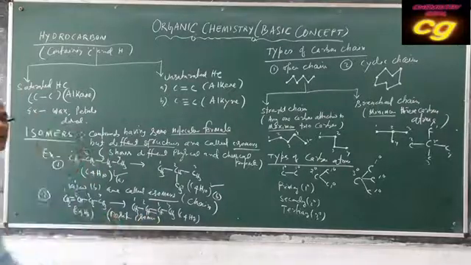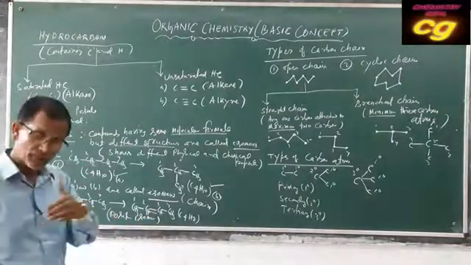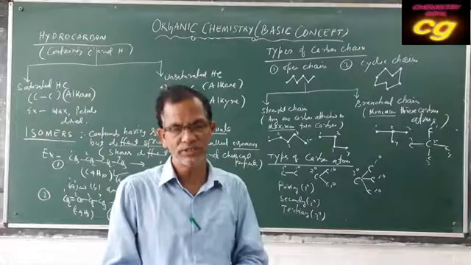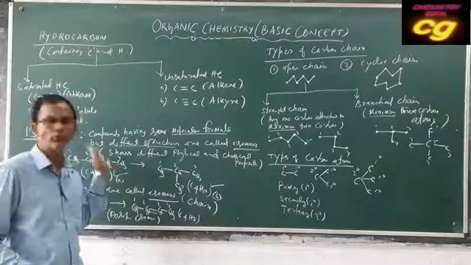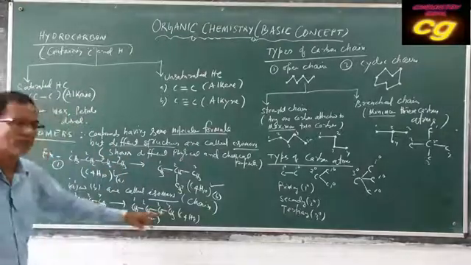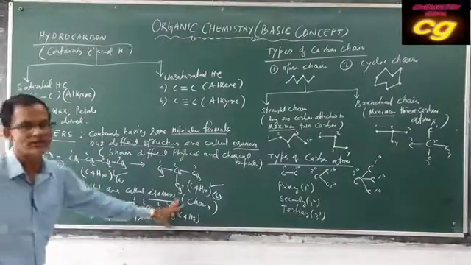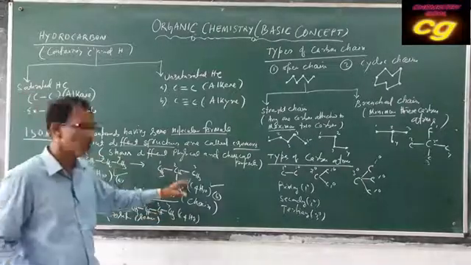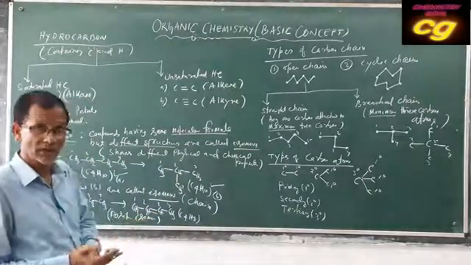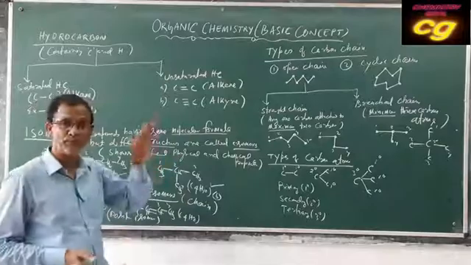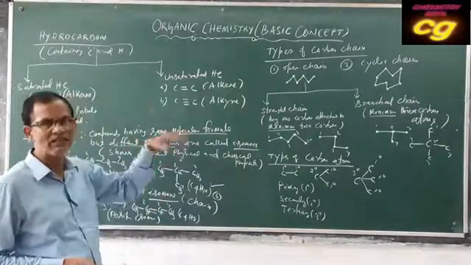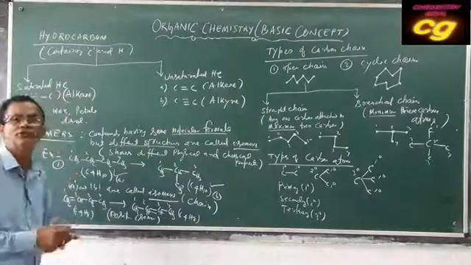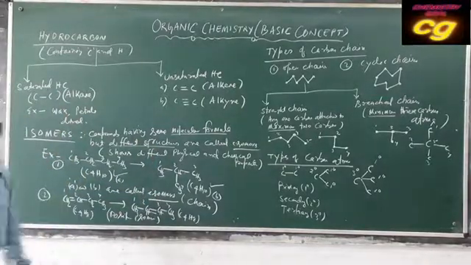This is called position isomer. When the position of the particular functional group is changed, that is called position isomer. When the carbon chain is changed, here the carbon chain is the same, just you see, straight chain. But it is straight chain and branch chain. When the chain nature is changed, straight to branch, branch to straight, or branch to straight to cyclic, that is called chain isomer. And this is called a position isomer.